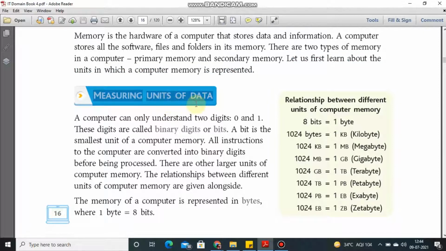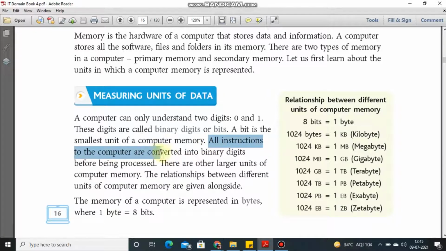Measuring units of data. A computer can only understand two digits, 0 and 1. These digits are called binary digits or bits. Digits 0 and 1 in computer language are known as binary digits or bits. A bit is the smallest unit of computer memory. Computer memory का सबसे smallest unit is your bit.